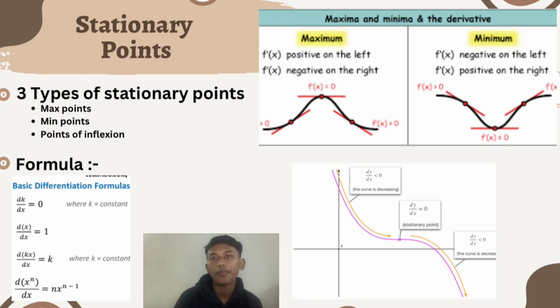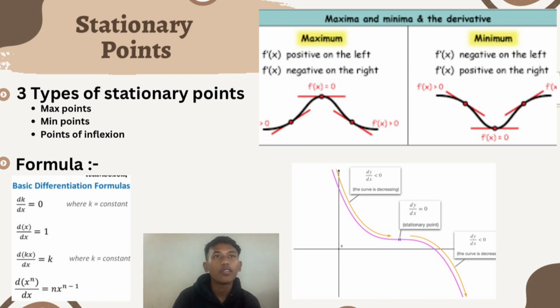For the formula, basic differentiation formula: dk/dx equals 0 when k equals a constant. d(x)/dx equals 1. d(kx)/dx equals k, when k equals a constant. d(x^n)/dx equals n x^(n-1).